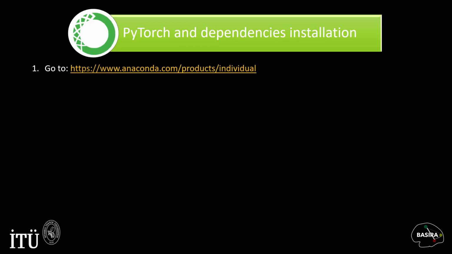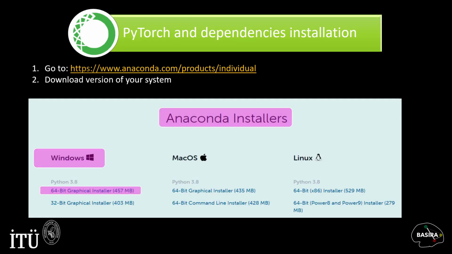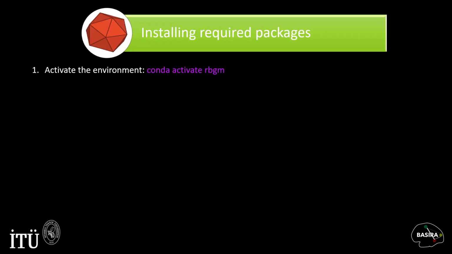In this step, you will download Anaconda from the following website. Download the latest Python 3 version for your system. For example, in our project, I have downloaded the Python 3.8 version for 64-bit Windows. Then you can create an Anaconda environment by typing the following command. Use the following command to activate your environment.